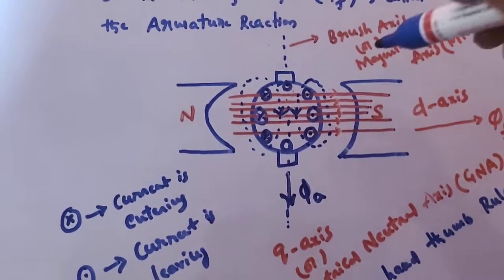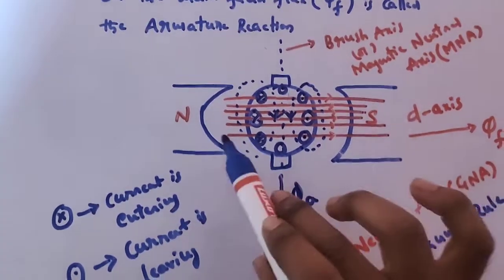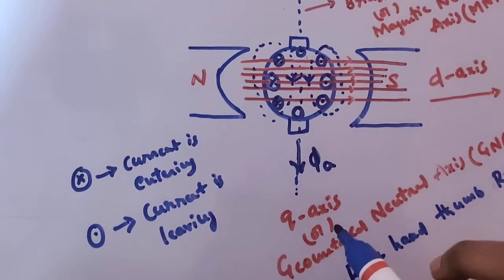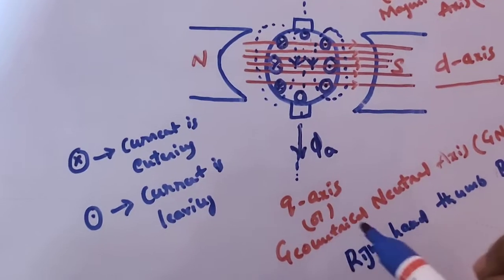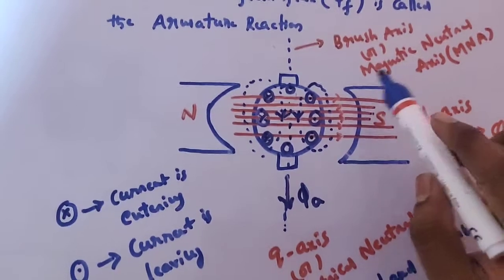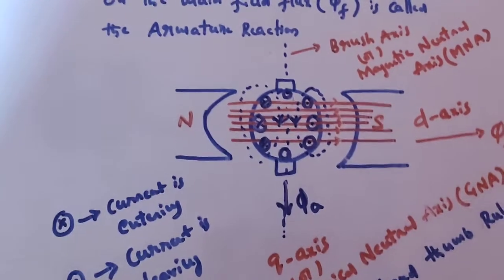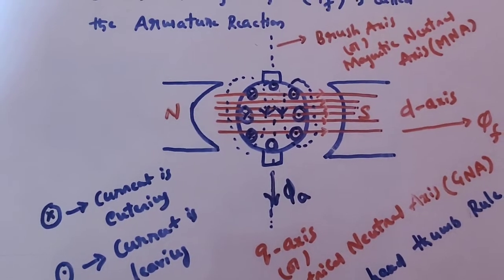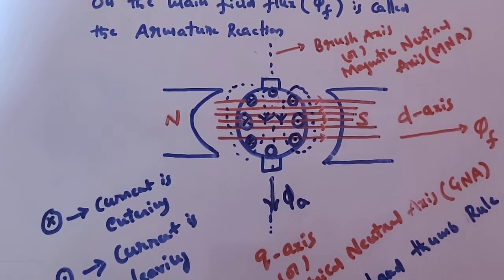We have different terminologies here. The pole to pole axis is the D axis, and the axis perpendicular to the D axis is the Q axis. That is the quadrature axis, and this is the direct axis. Moreover, this quadrature axis is also known as the geometrical neutral axis, G.N.A. Here it is the brush axis, and here it is the magnetic neutral axis. As you observed in the previous video, in the magnetic neutral axis the EMF induced is equal to 0. So the axis in which the EMF is equal to 0 is the magnetic neutral axis, M.N.A.